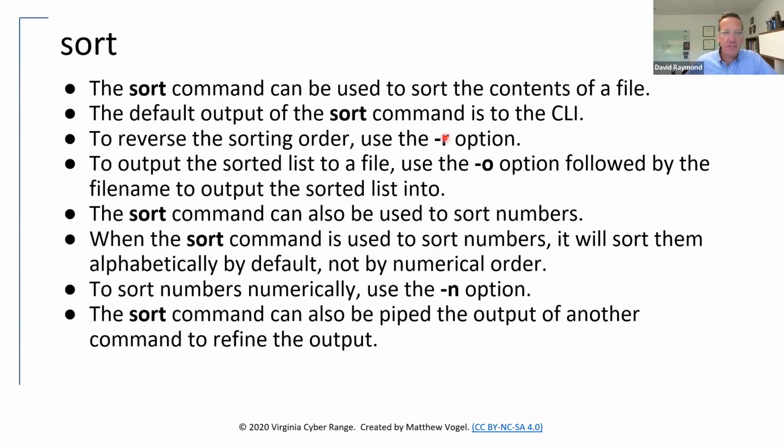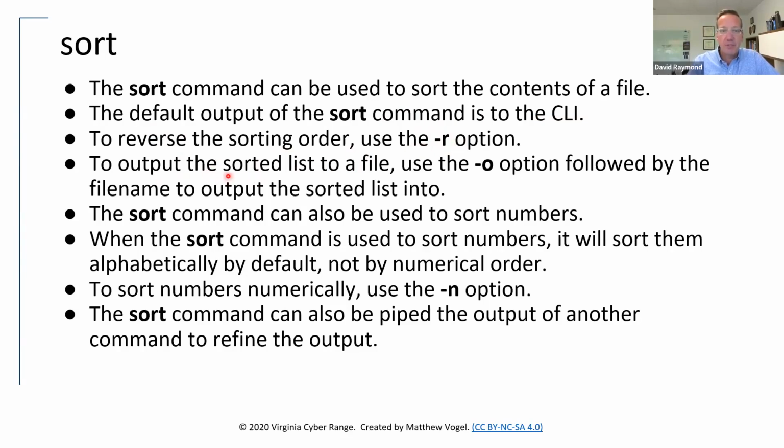Okay, the sort command is interesting. The sort command sorts things, and it's often the case that you need to be able to sort a list of stuff, right? So the sort command can be used to sort the contents of a file. The default output of the sort command is to the command line interface, right? So it's going to dump the output to the command line. If you wanted to, you could redirect the output to a file. If you want to sort things in reverse, you just use the -r option.